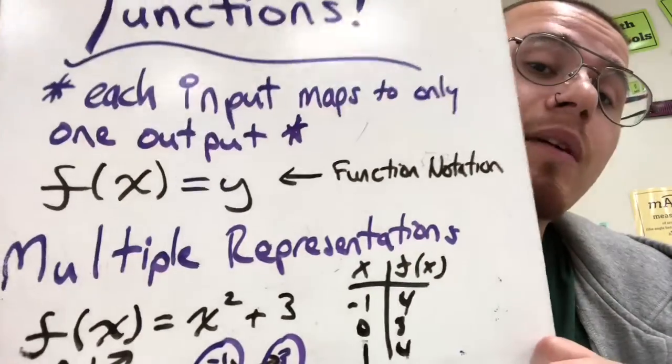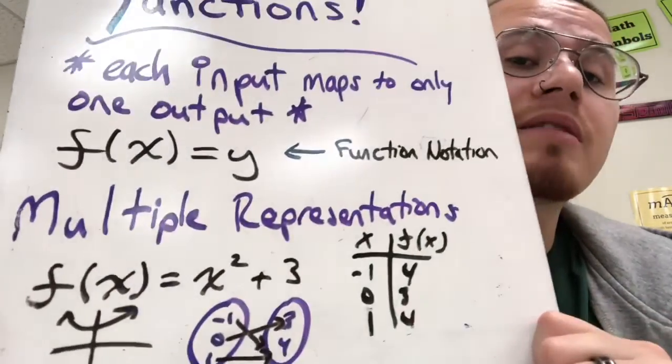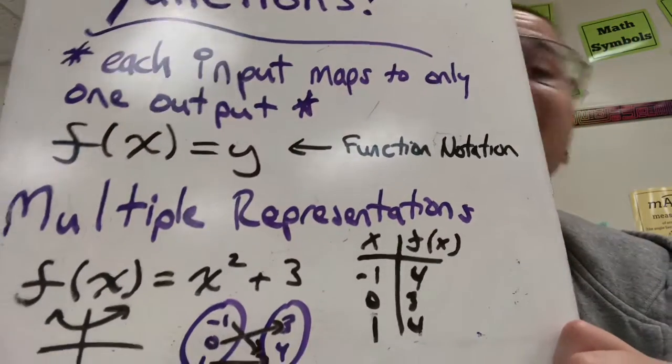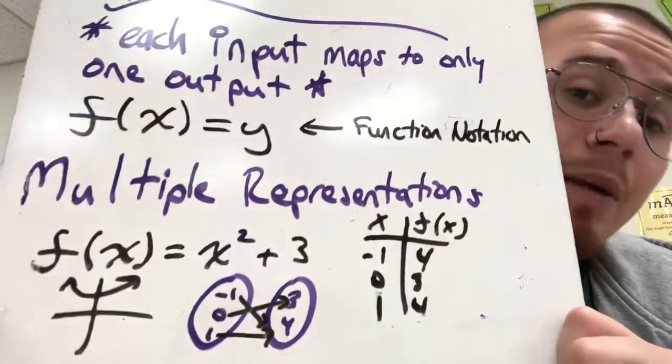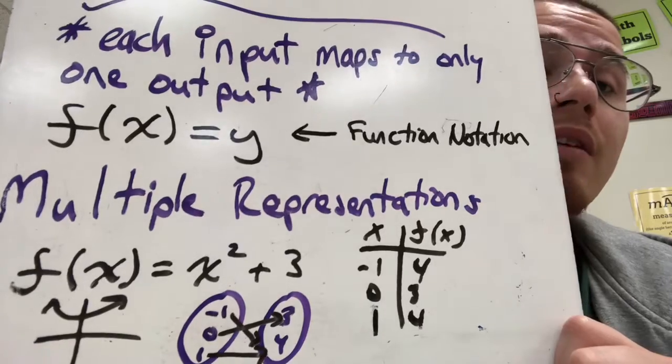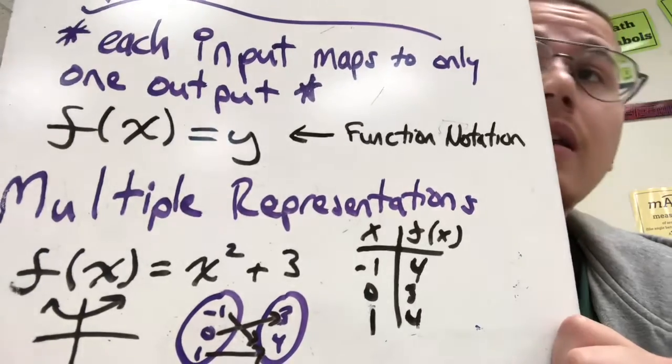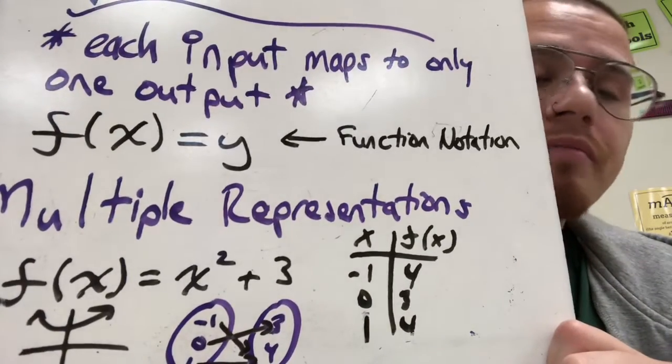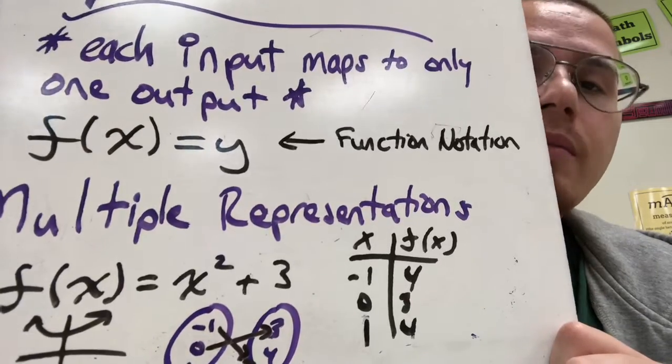There are many different ways to represent functions, multiple representations. The same function can have a graph, a table, a mapping, an equation, a verbal description, or a set of ordered pairs. Multiple ways to show the same thing.